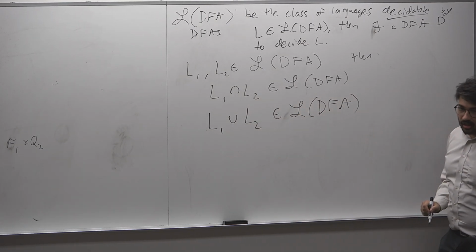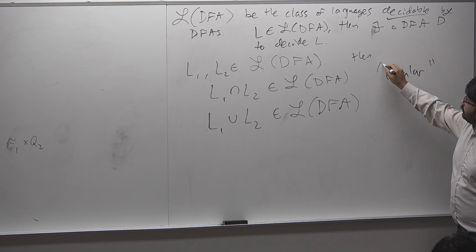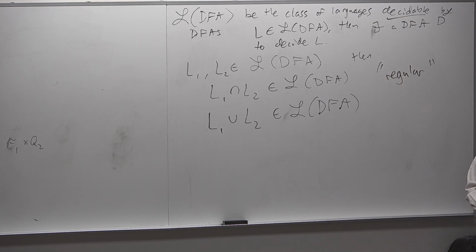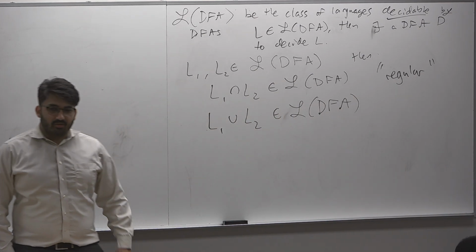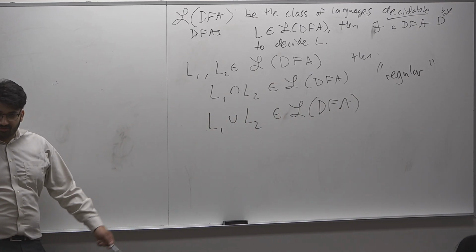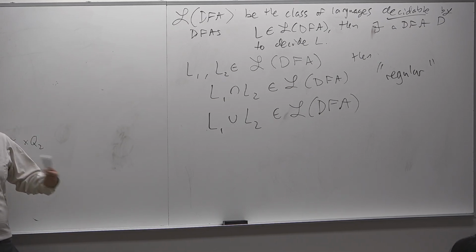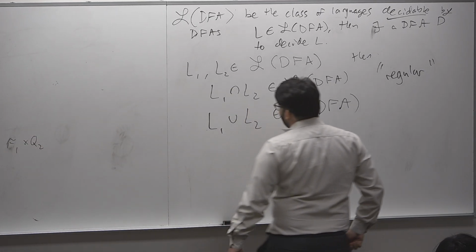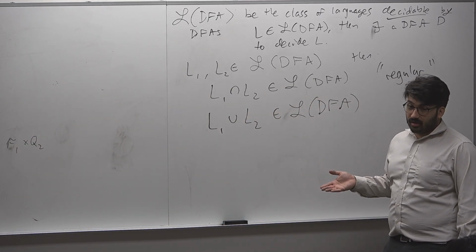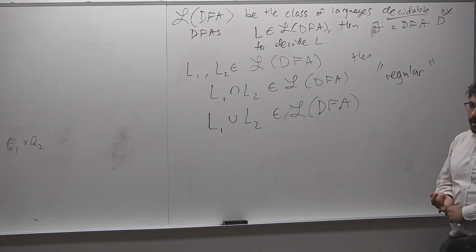The name for such a class of languages, by the way, is called regular. A language is said to be regular if there exists a DFA for it. If a language has a DFA to decide it, then it's regular. That's the definition of the regular languages. And we have now proven that the union of two regular languages is regular, and the intersection of two regular languages is regular. Pop quiz.